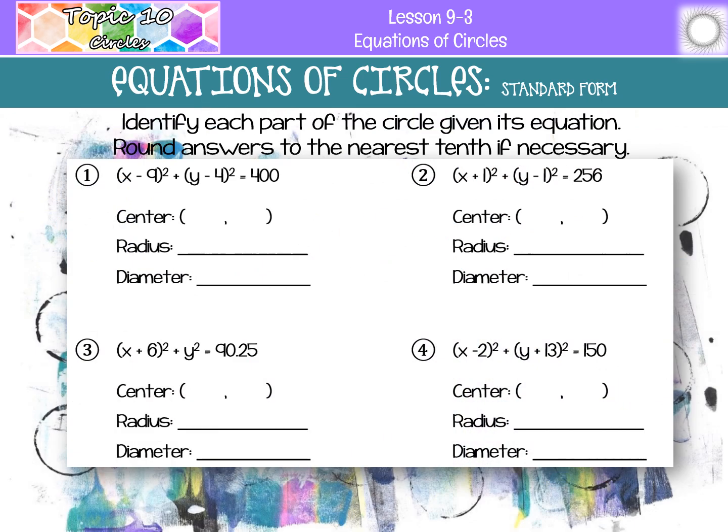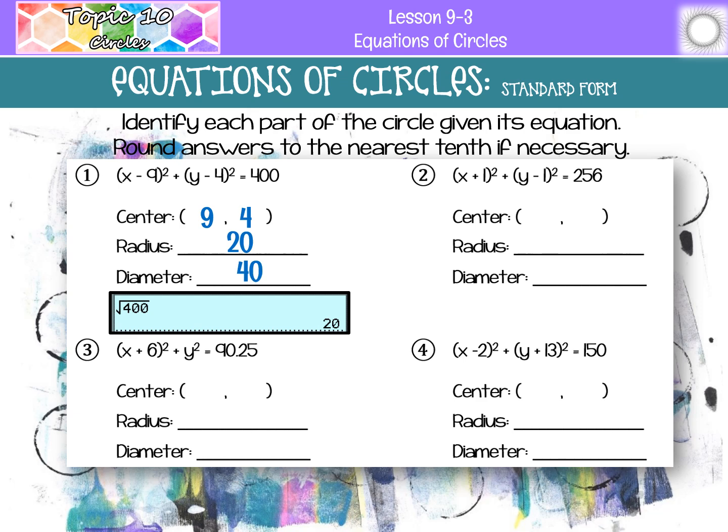Equations of circles, standard form. Identify each part of the circle given its equation. Round answers to the nearest tenth if necessary. So number 1, we have the quantity x minus 9 squared plus the quantity y minus 4 squared equals 400. The center is going to be at opposite, 9, 4. Positive 9, positive 4. Radius is going to be the square root of 400, which is 20. Diameter is twice that, or 40.